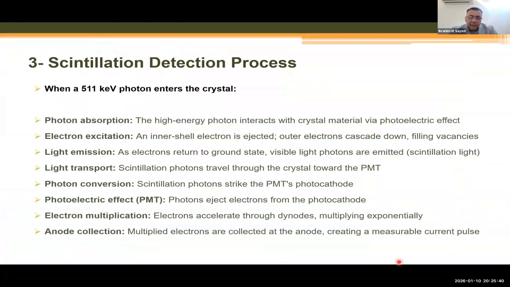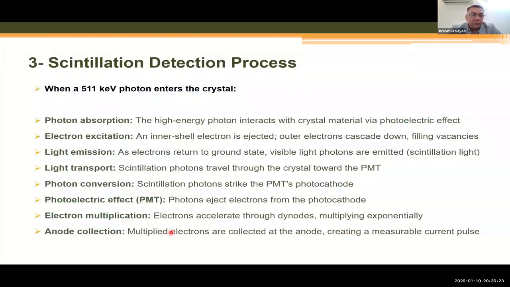This is, as we said, the same as what happens in the gamma camera. So it starts from photon absorption. The high energy photon interacts with the crystal material via the photoelectric effect, then electron excitation, and an inner shell electron is ejected to the outer shell, and the outer electrons cascade down, filling vacancies, at which light is emitted, which is called scintillation. The scintillation photon travels through the crystal towards the photomultiplier tube, as we can see in the next slide.